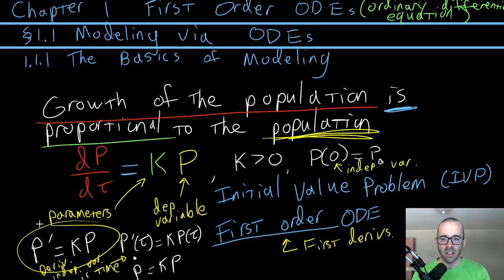Here, it's not completely obvious whether your independent variable is time or space. Those are very common independent variables. Time, location, height, width, whatever. But here, this really does say, okay, we're talking about a function that's changing over time. My independent variable is time. So these are the basics of modeling. This is what a differential equation looks like.